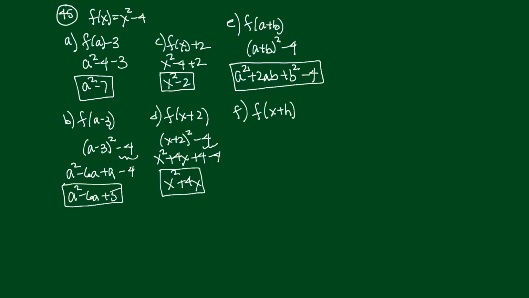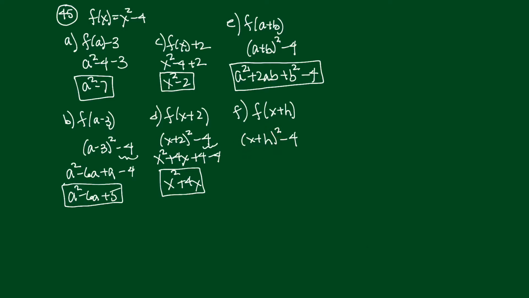Part F, this is similar to E, but instead of a plus b, we have x plus h. So we're going to do what we've done in the last 5 problems. We're going to take that x plus h, we're going to take this input back over to f, and replace all the x's with our input. So that x is going to be replaced with that x plus h. So we're going to get quantity x plus h squared, and then a minus 4.